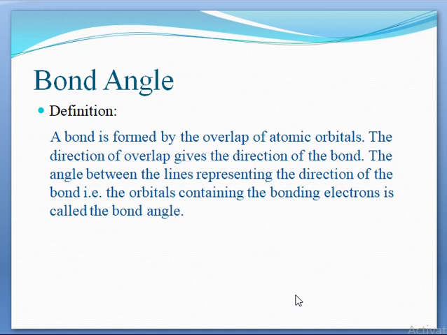Next we move to bond angle. A bond is formed by the overlap of atomic orbitals. The direction of overlap gives the direction of the bond. The angle between the lines representing the directions of the bond, that is the orbitals containing the bonding electrons, is called the bond angle.